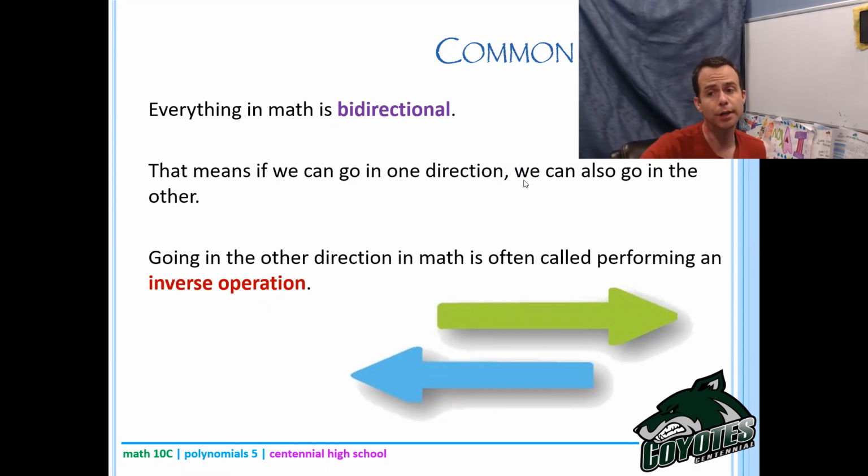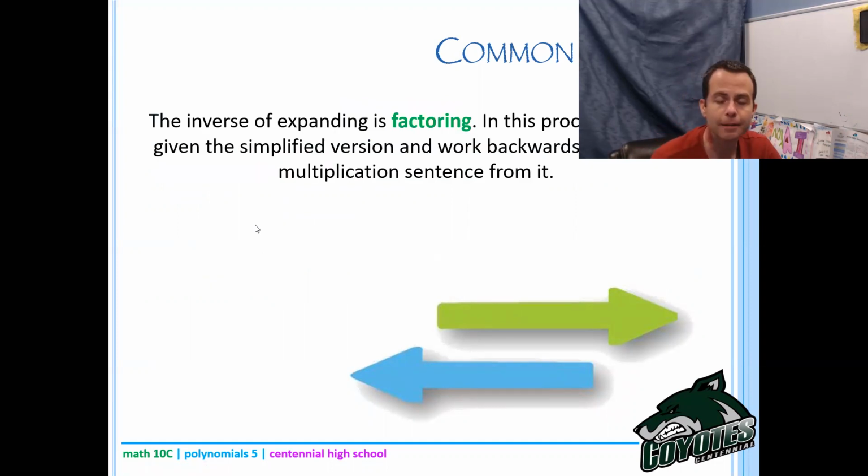Going in the other direction in math is often called performing an inverse operation. So you've dealt with this already when you've done solving algebra equations, right? If you were trying to get rid of an addition of 4, you would subtract 4 from both sides, because subtraction is the inverse operation of addition. So subtraction will undo what the addition was doing, okay? It'll go in the other direction. The inverse of expanding is factoring. In this process, you are given the simplified version and you're asked to work backwards to create a multiplication sentence from it, okay?